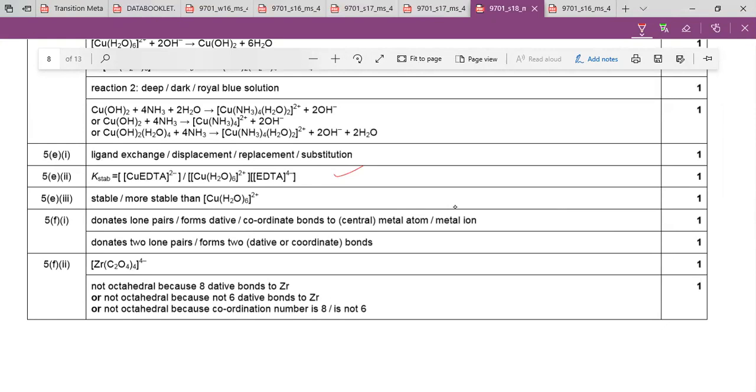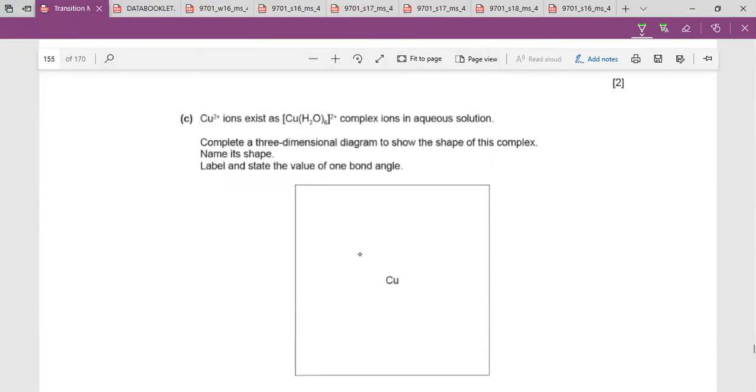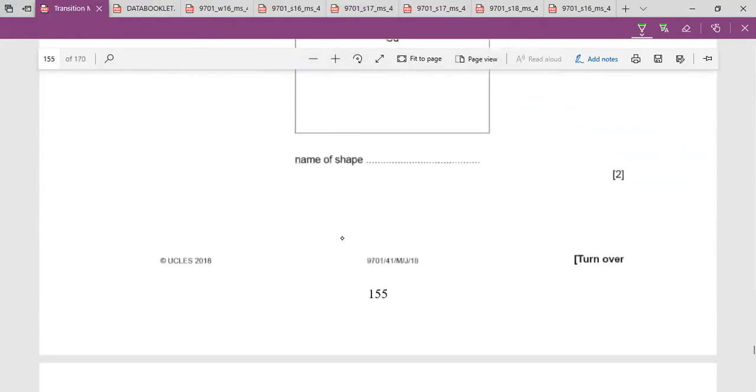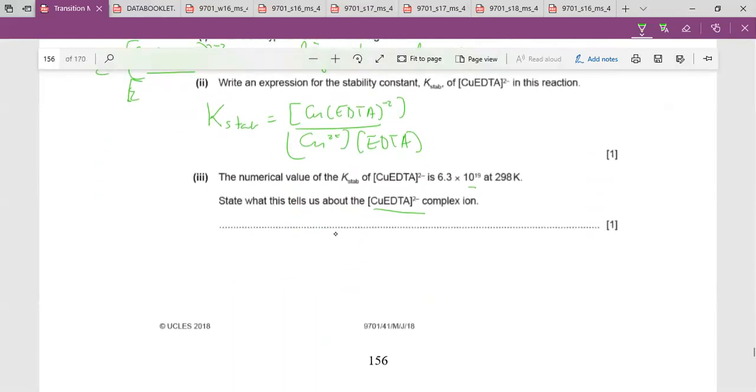You want more stable than your water complex here. So this complex is more stable than your copper 2 plus. Remember, you always compare with the aqueous copper. So that means it will complex and it will remove it. That's why EDTA is used a lot for flocculation, for cleaning water, you know? Because it will float on top as a scum and you chuck it out.